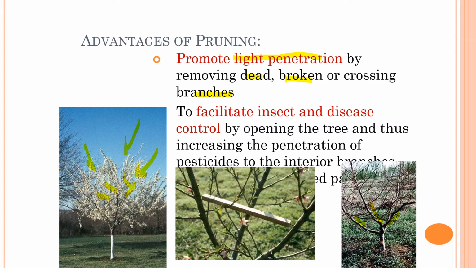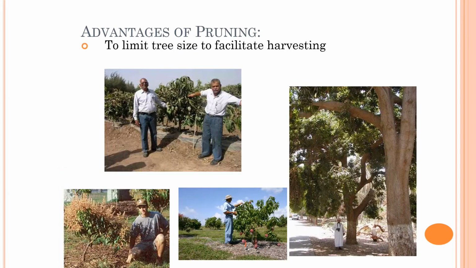Also, when you spray with chemicals like pesticides, when you have too many branches, it doesn't allow the pesticides to go inside the tree. But when you prune these branches, you allow more pesticides to go inside the tree, and so that facilitates insect and disease control by opening the tree and therefore increasing the penetration of pesticides to the inside of the tree, the inside branches.